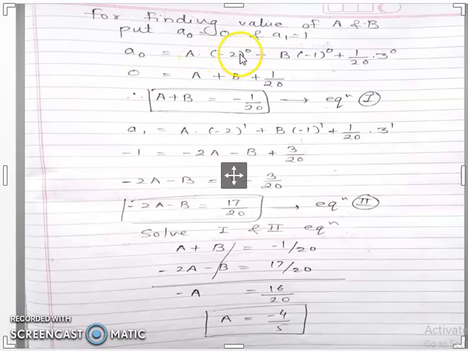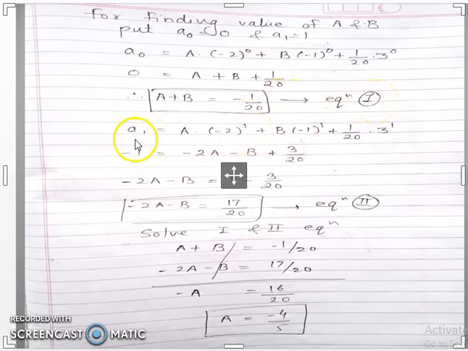Then the given a0 value is 0, we put 0 is equal to a into minus 2 raised to power 0, answer is 1, that is a multiplied by 1, answer is a, plus b into minus 1 raised to power 0, answer is 1, b multiplied by 1, answer is b, plus 1 upon 20 as it is into 3 raised to power 0, answer is 1, therefore 1 upon 20 multiplied by 1, answer is 1 upon 20. Therefore, a plus b is equal to minus 1 upon 20. Write this as equation first.